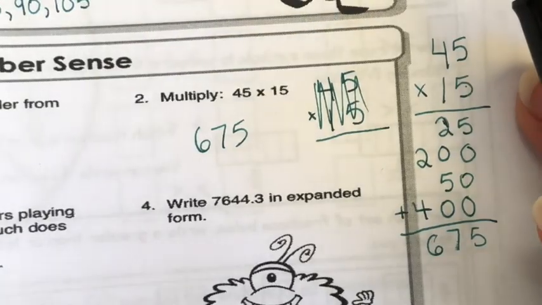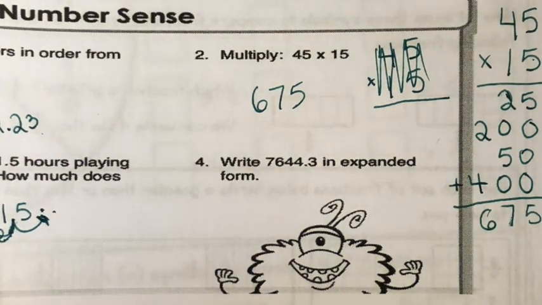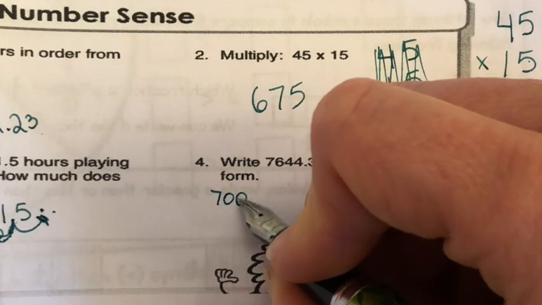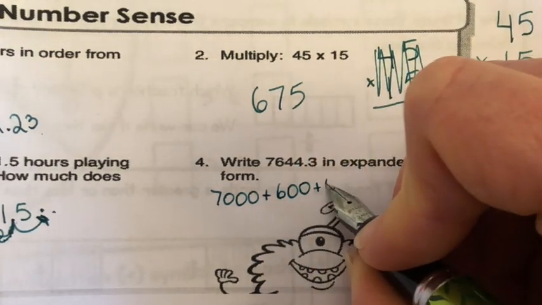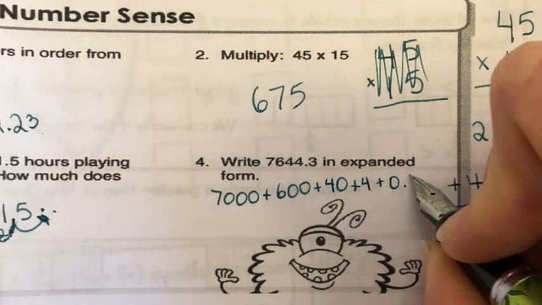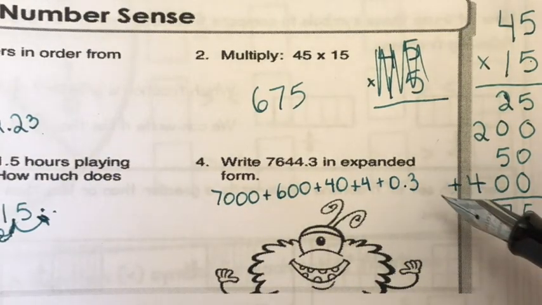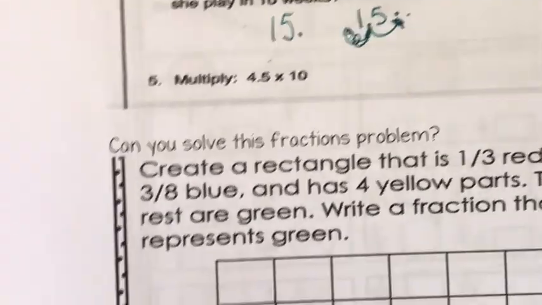Okay, write 7,644.3 in expanded form. So we start with 7,000 plus 600 plus 40 plus 4 plus 0.3. Done. Make sure you have the 0, because then it makes more sense. If you just put .3, that point can get lost and people might get confused.